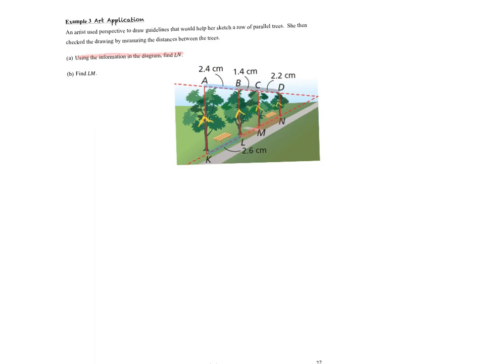Okay, so I can set up my proportion now. I've got 2.4 over that larger piece BD, which I'm just going to combine the 1.4 and 2.2, so that'd be 3.6, is equal to, we know KL is 2.6 over that whole piece LN. I'm going to solve for LN for part A. So I got the LN is 3.9 after cross multiplying. For part B now, oops.